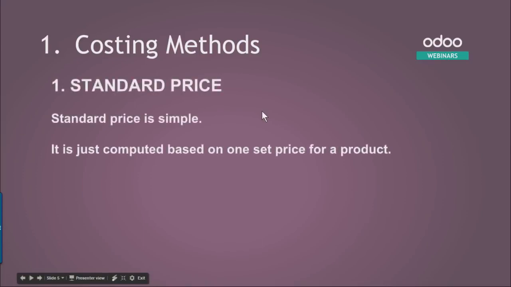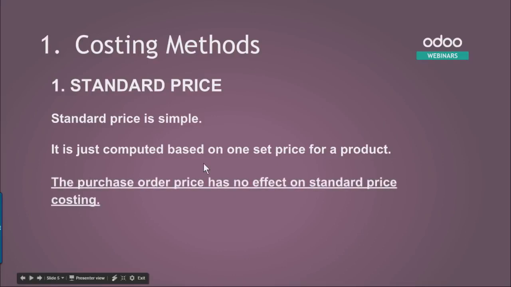So standard price is the first method. It's simple, and it's also the default method of costing in Odoo. It's just computed based on one set price for a product. In other words, there's a field in Odoo that you've probably already seen on the product page for every product called cost. And here you can manually enter the product cost price. Standard pricing is simply taking that specific cost price and multiplying it by whatever quantity you have on hand.